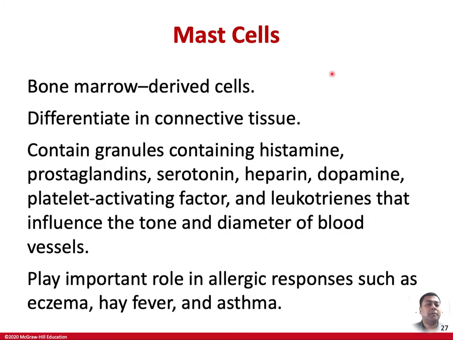So first, let's talk about each of these cells. The mast cells are bone marrow derived cells and differentiate in connective tissues. They contain granules containing histamine, prostaglandins, serotonins, heparin, dopamine, platelet activating factor, and leukotrienes, and all of these influence the tone and the diameter of the blood vessels. What we mean by that, most of these are vasodilators. That means when they release their granules, the dilation of the blood capillaries will increase with increased blood flow. And the vasodilation is often a trigger for inflammation and sometimes the allergic reactions.